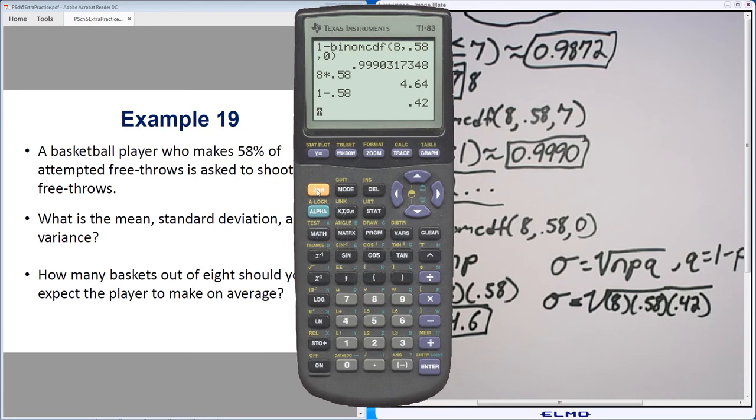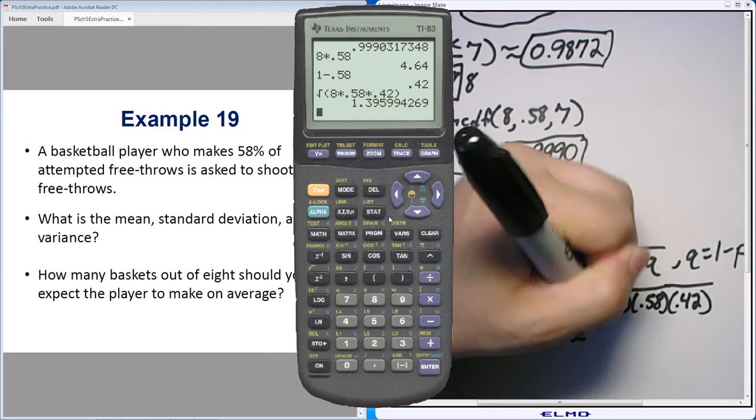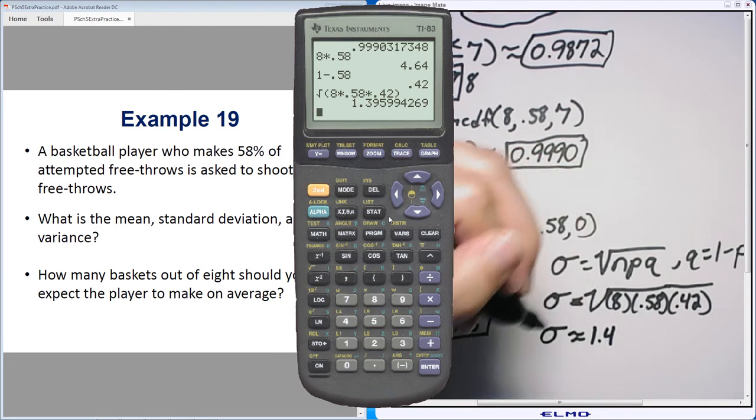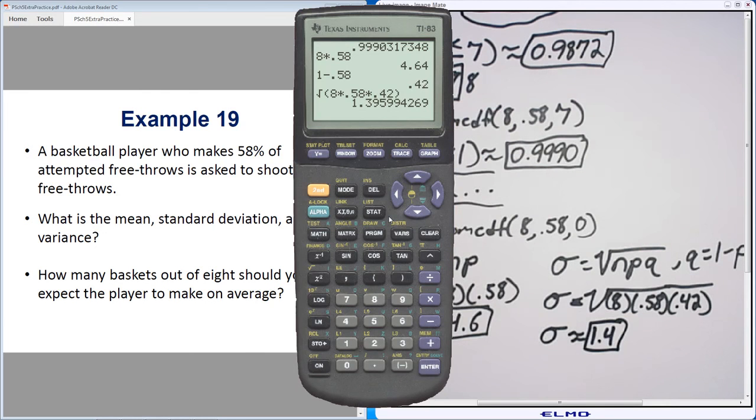When I type that in, I do second and square root. 8 times 0.58 times 0.42. Close the parentheses, and there's the answer. We'll round that to 1.4. So sigma is approximately 1.4. Put a little something around that. Box it in.